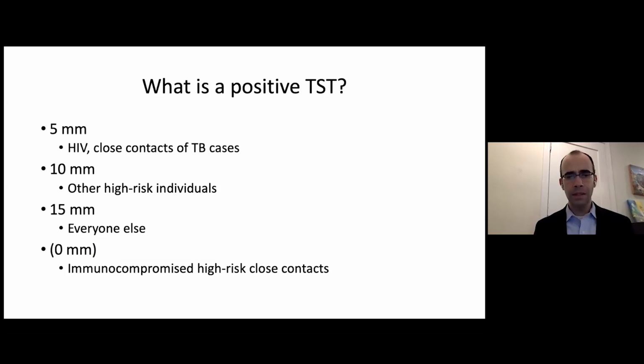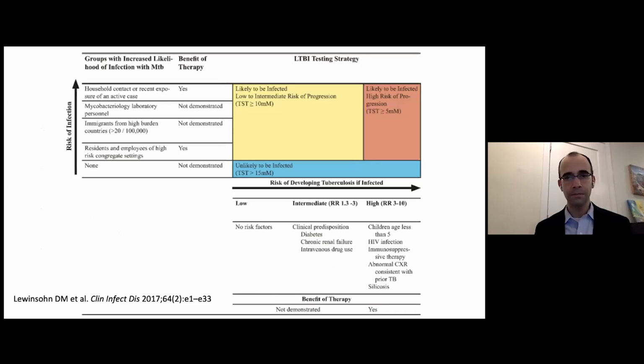At the bottom, it's a little tongue in cheek, but 0 millimeters, as in you don't need to do a TST to treat them, would be immunocompromised, high risk, close contacts. So that patient population is at such high risk of developing TB if they're a close contact with somebody with known active TB that they would just be treated regardless of TST results. And so this is from the guidelines that were published in Clinical Infectious Diseases in 2017. And on the y-axis is increasing risk of infection.